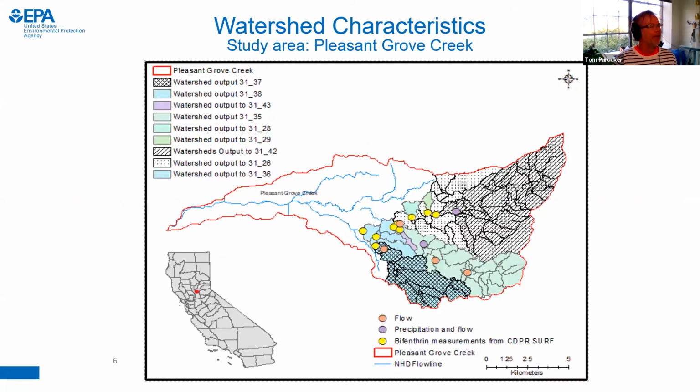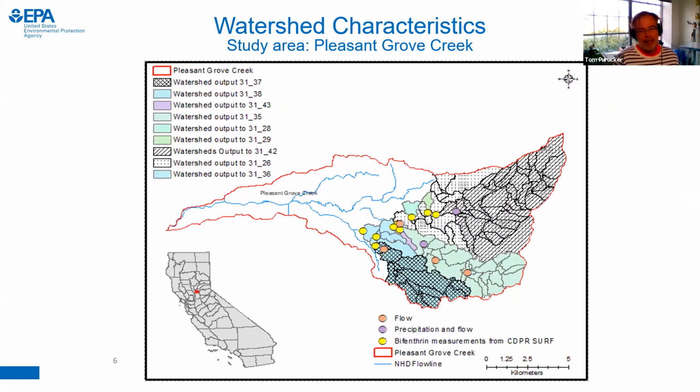So we have the typical type of watershed map for Pleasant Grove Creek to handle precipitation and flow, the routing through the different subreaches of the streams, and you can see the location of this in upper northern central California, so off the coast, but inland from the mountains.